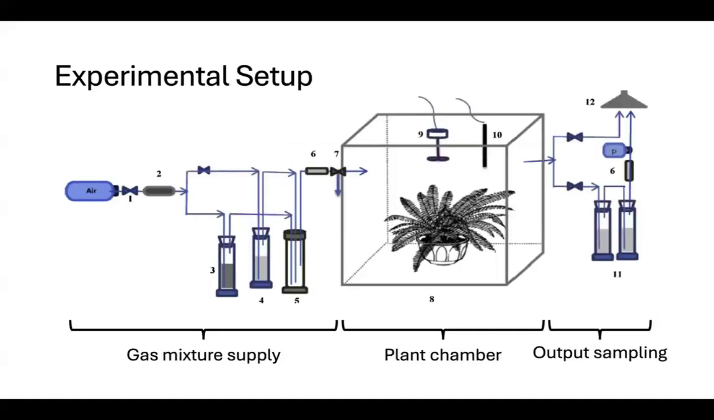So this is the experimental setup. As you can see on the left part here, this supplies the gas mixture supply with the formaldehyde polluted air. And that air is pumped into this plant chamber here, that contains the C. elegans plant, which is a palm species from the Araceae family. Then the outputted air that has been phytoremediated is sampled and evaluated.